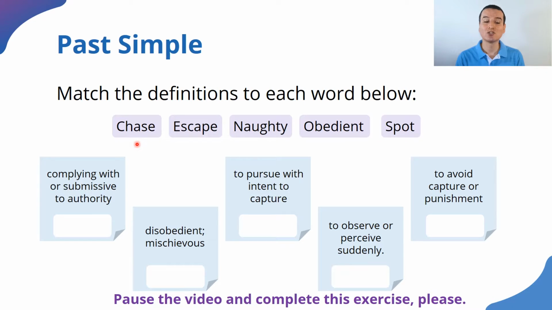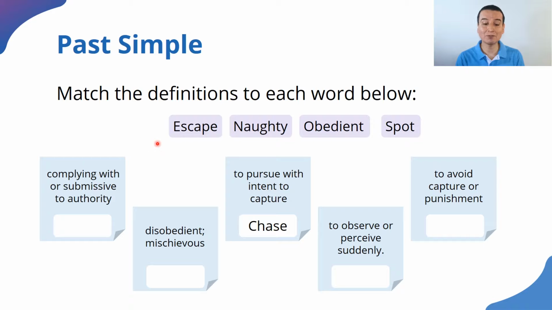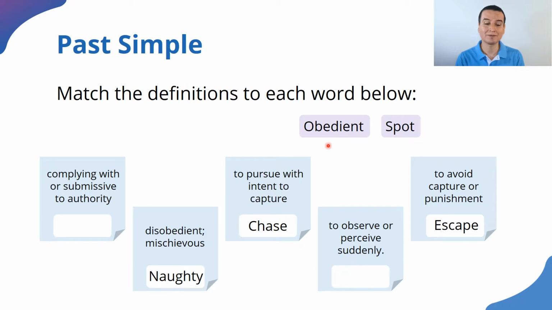Chase is to pursue with intent to capture. Escape is another verb, to avoid capture or punishment. Naughty, which is an adjective, means disobedient or mischievous. Obedient is complying with or submissive to authority. And the other word is a verb, to observe. To spot is to observe or perceive suddenly.